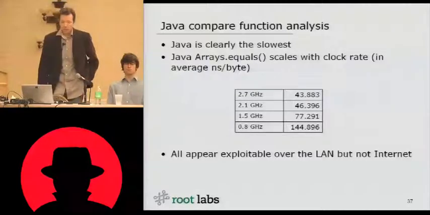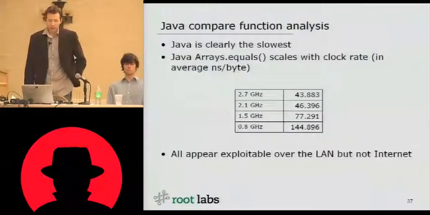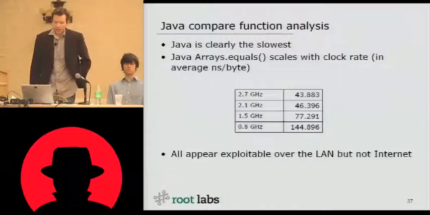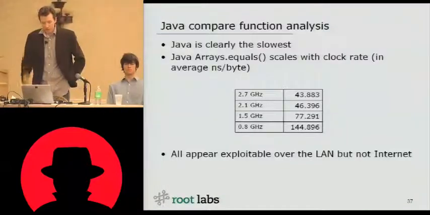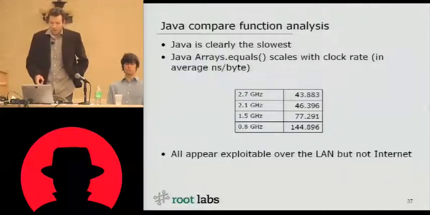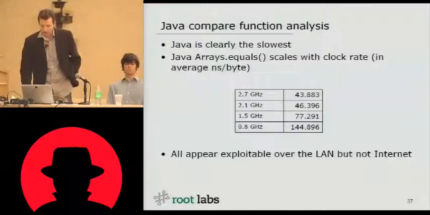So we looked at Java a little more, and it was clearly the slowest, but we wanted to see how it would scale with clock rate changes. Some people don't have servers that are as fast as others, some have faster servers. And we found that the comparison rate per byte tended to scale linearly with the clock rate, as you would expect. But the interesting thing was that all of them were still much slower than the other languages. And all of these appear to be exploitable over the LAN, but not the internet. We're dealing with 43 to 144 nanoseconds average per byte.